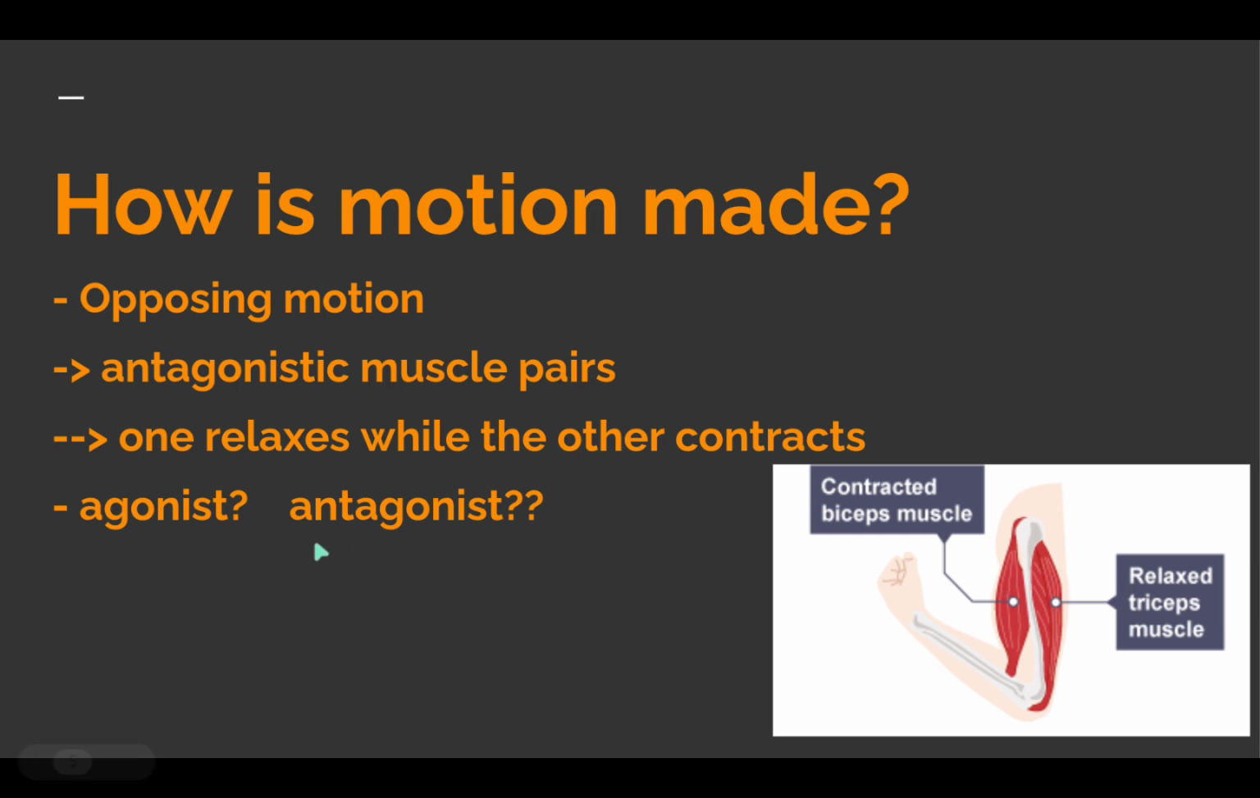Agonist, antagonist. What this means is the agonist is the one doing the contraction. In this case, it's the biceps. And the antagonist is the one that's relaxing, allowing for the extension to go through.